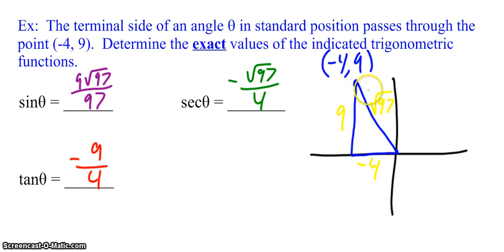Okay, so we plot our point on our coordinate plane, draw a triangle from that to the x-axis, emphasizing the reference angle, and then label our sides. Negative 4, 9, this becomes the square root of 97 from the Pythagorean theorem. So then I find the sine, it's 9 root 97 over 97 once I rationalize. The tangent's negative 9/4, and the secant of theta is negative root 97 over 4.